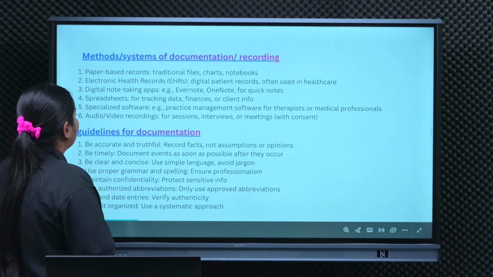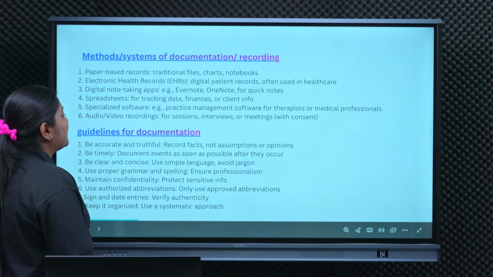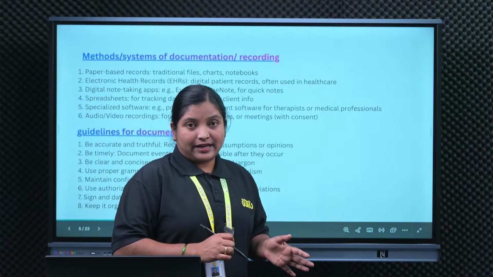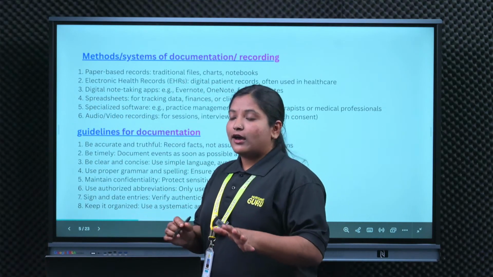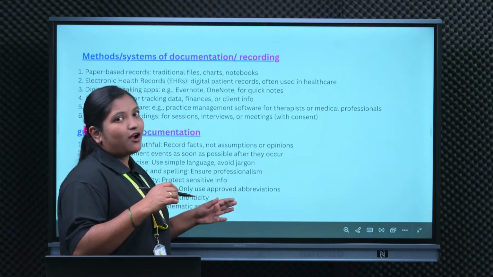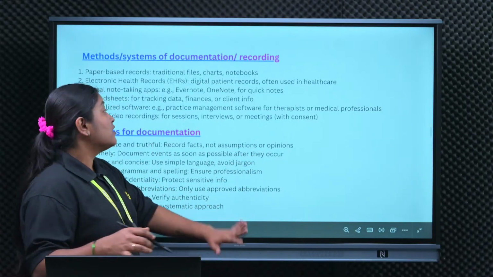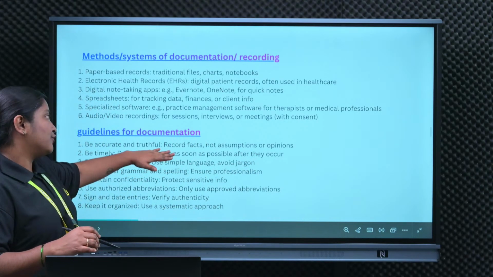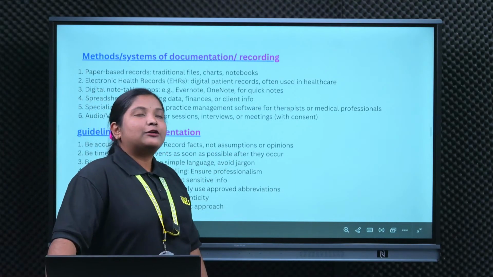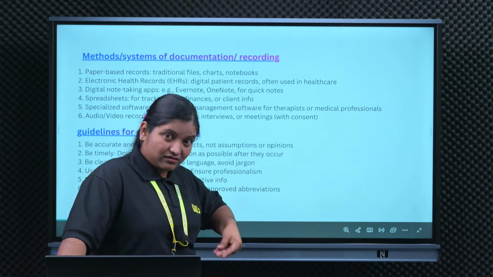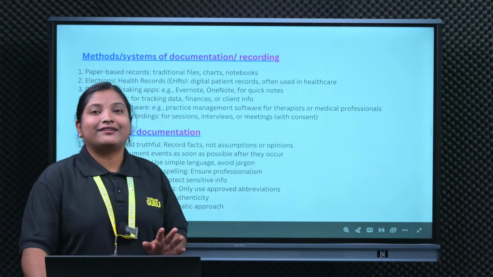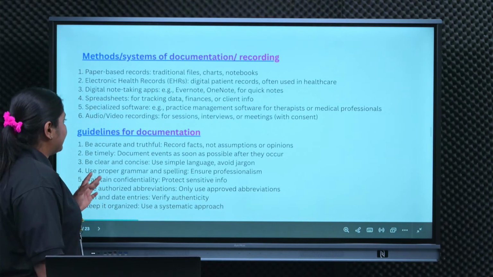Next, we can go with the guidelines for documentation. Be accurate and truthful. The record should not be manipulated. For example, you have to write down the same blood pressure that you recorded. You should not write another thing. Record facts, not assumptions or opinions. We should not assume something else, thinking one thing and writing another, which is not acceptable. Always maintain accuracy while writing or maintaining the documentation.